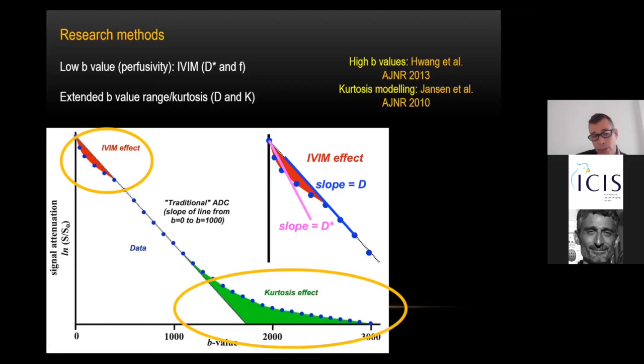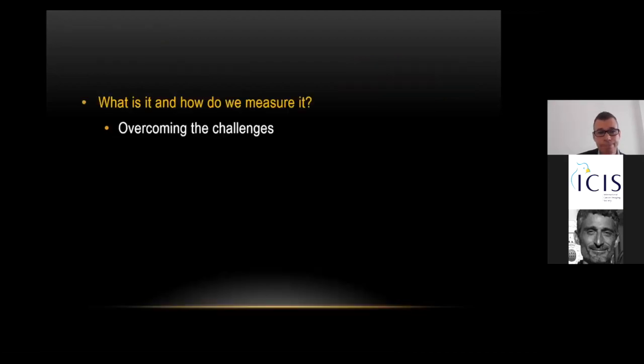Similarly, at the upper end, we can get an estimate of the intracellular diffusion by looking at very high B values. There's been some studies looking at these B values of greater than 2,000, and also because of the sort of non-Gaussian distribution of diffusion at these high B values, we can do kurtosis imaging as well.